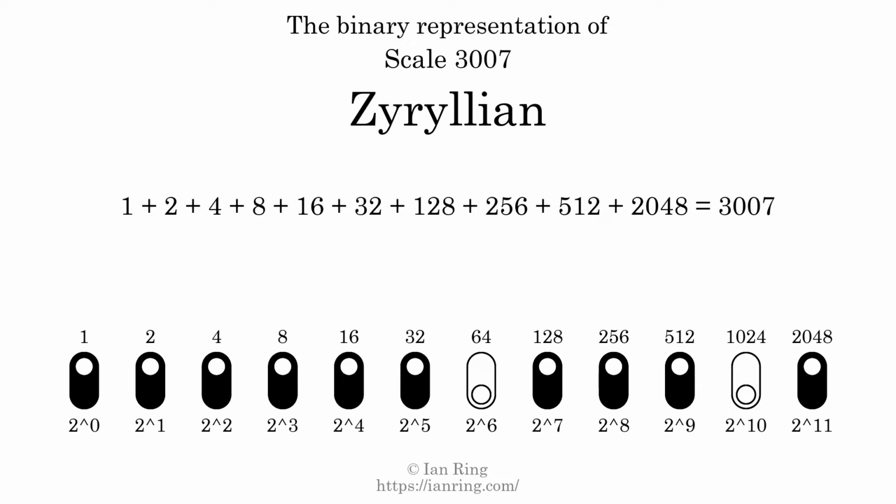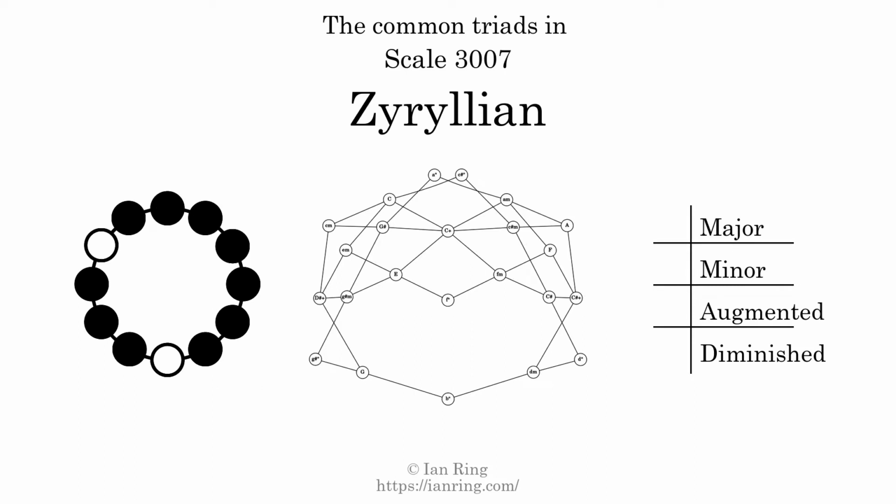The scale number not only enumerates the scale with a unique index, but it also literally describes the tonal content of the scale. Represented as a binary number in base 2, the scale number is 101101111111. Here are the common triads present in this scale.